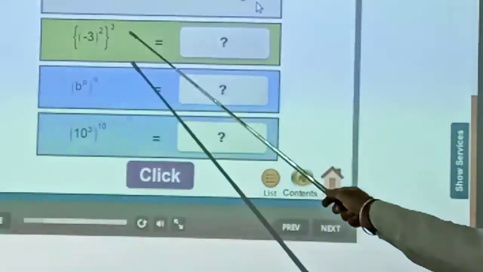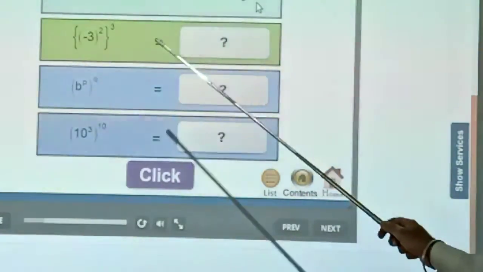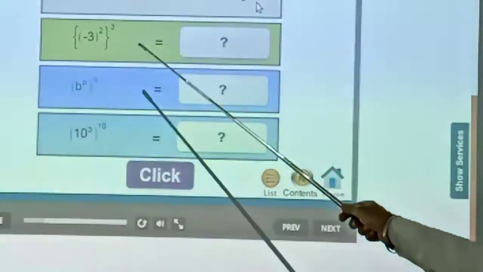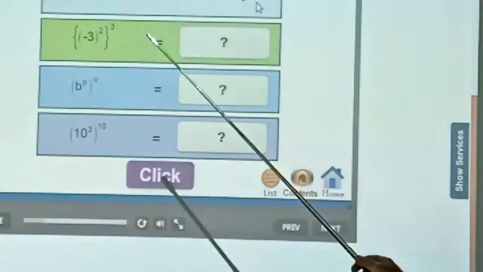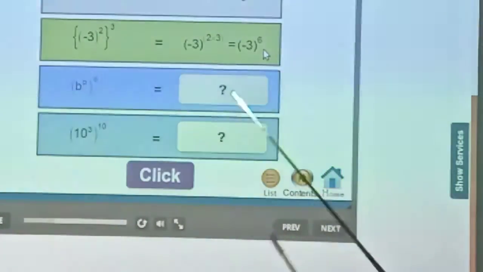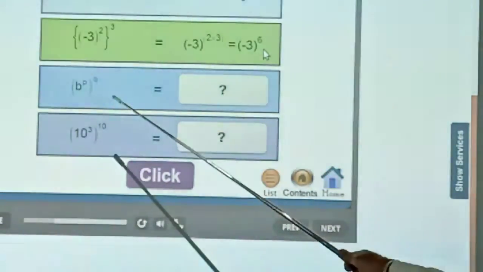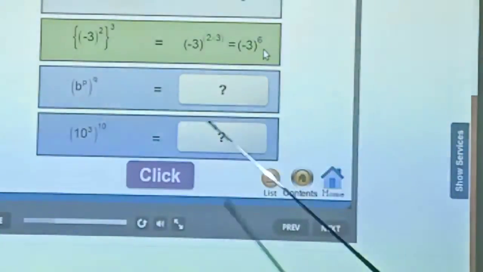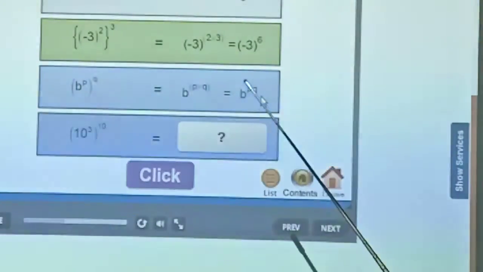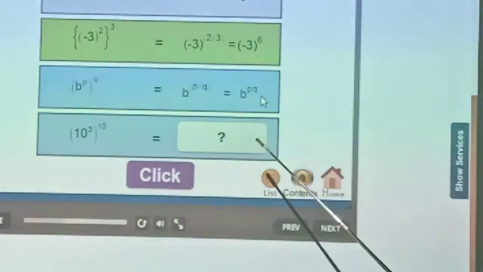3 raised to the power 2, into 3 raised to 3, minus 3 raised to the power 6. Here we have to note that the base will remain the same, only the powers will get multiplied. So minus 3 raised to the power 6. b raised to the power p into q. 10 raised to the power 3, into 10, means 10 raised to the power 30.